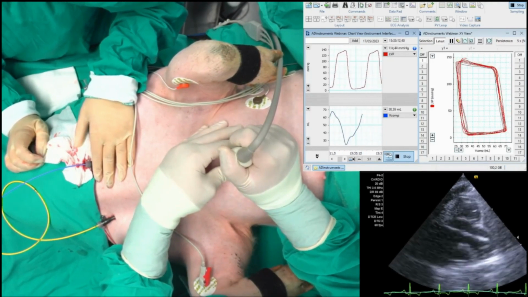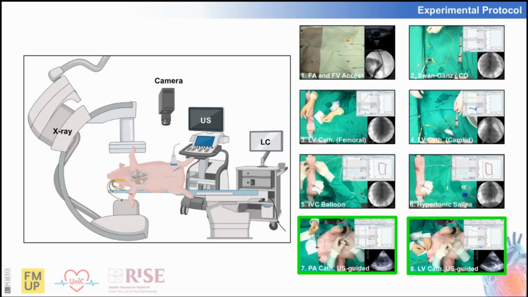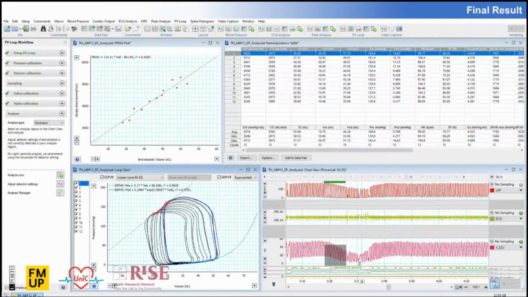And you do the same thing with your Swan-Ganz catheter, which is very frequently introduced without fluoroscopy guidance. And the same thing for your IVC balloon, which you can measure outside until when you have to push it in, and you can always control ventricular pressures and inflate it at different positions to make sure you are in the correct one.